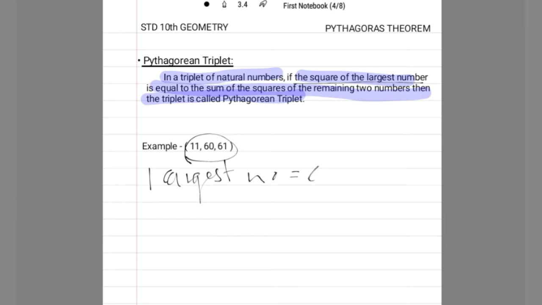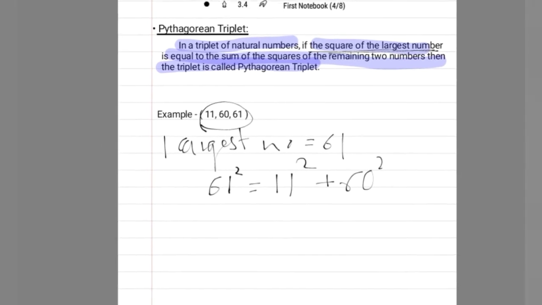The largest number is equal to 61, and what they have said is the square of the largest number. So 61 square is equal to the sum of the squares of the remaining two numbers. So the remaining two numbers are 11 and 60. So they are saying that the square of these two numbers, if we add them, we will get 61 square. So 11 square plus 60 square. So this is what they are saying. So let's see if it is true.